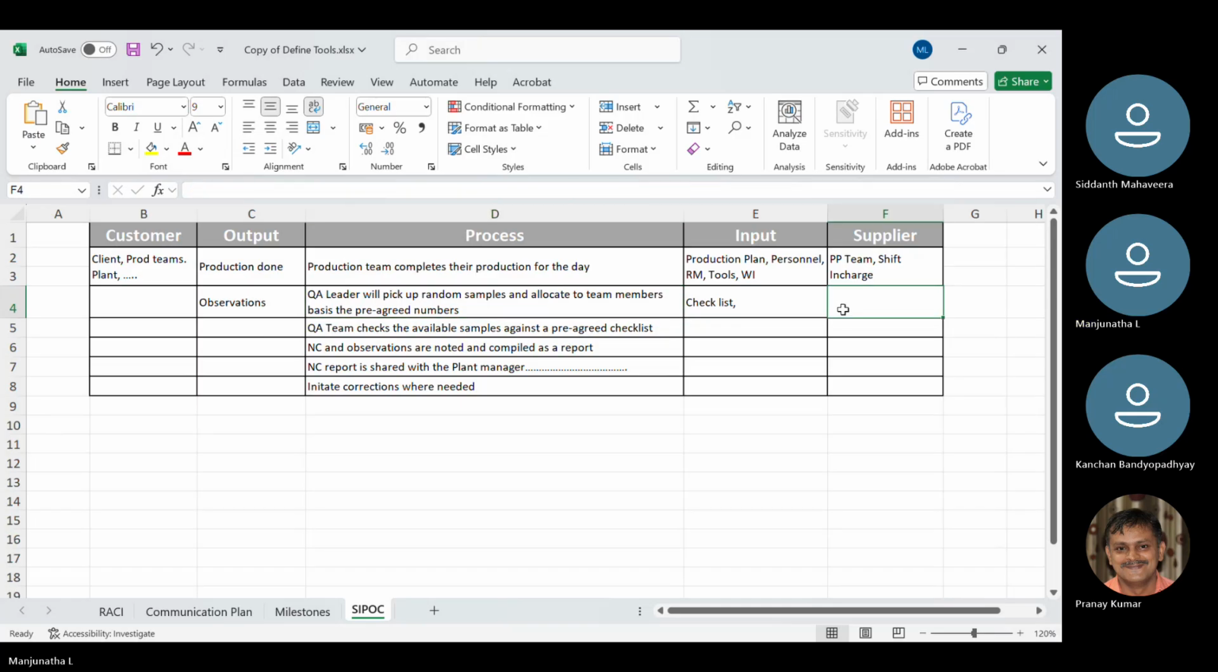Supplier. So the customer becomes a supplier for us. So the client or production team plant becomes our supplier. Supplier, yes. Means production team.